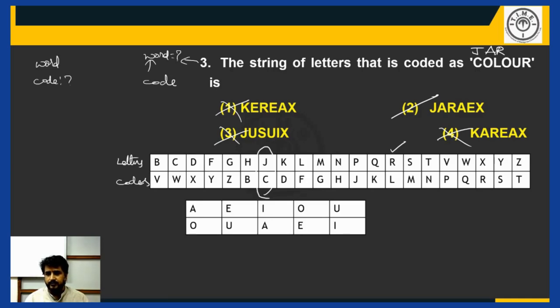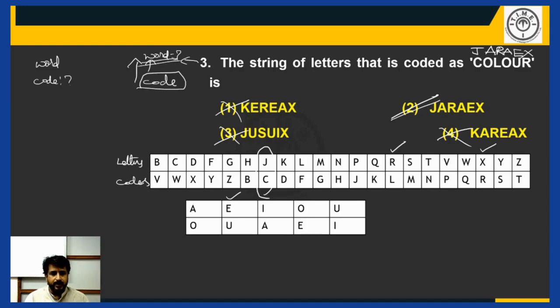What is the code for O? Which is coded as O? A is coded as O. So A. Which is coded as U? E is coded as U. We are finding in reverse approach, decoding. It is decoding because code is given and asking us to find the word. So we need to find it in a reverse approach. Now which is coded as R? Check the consonants. Yes, here. X. X is coded as R. J A R A E X. Choice 2.